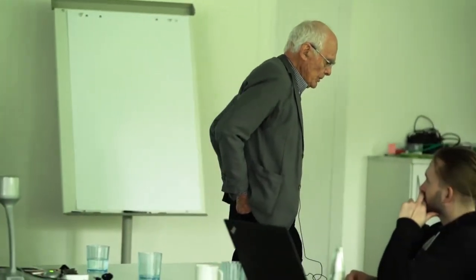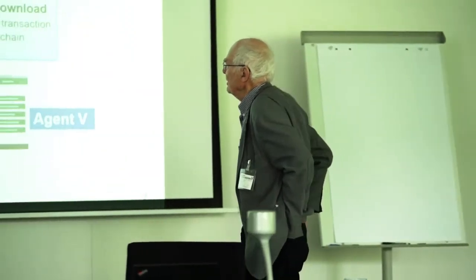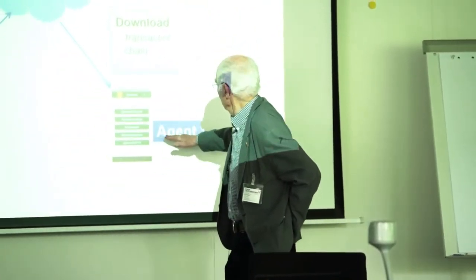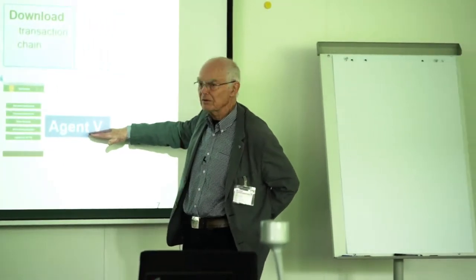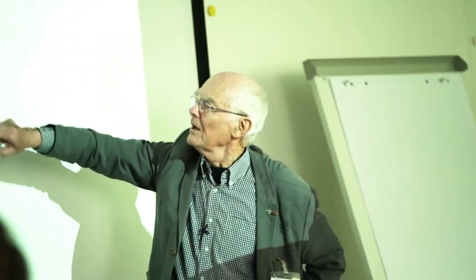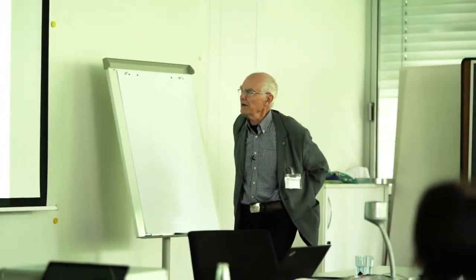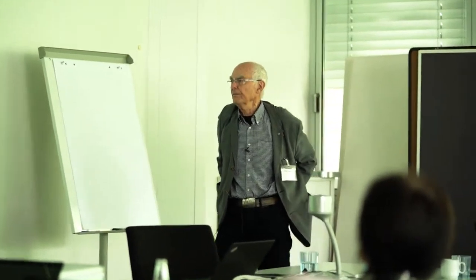A chain owner can decide himself which CMS he wants to use for booking his transactions, and a transaction is directed towards a recipient V and second agent V. The tasks of the CMS are surprisingly simple. What the chain management system does, it checks the digital IDs of U and V. It checks the signature of the payload that must be signed by U, of course.